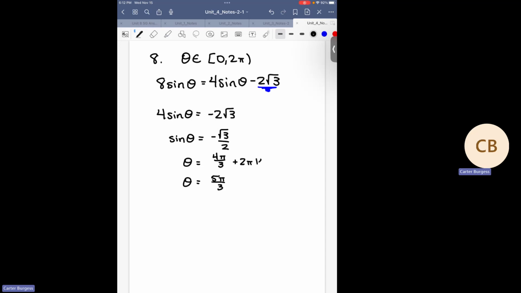Technically, yes, we would have this plus 2 pi k, which takes into account our possible coterminal angles. But because theta has to be between 0 and 2 pi, you can check this yourself. Any k value other than 0 is not going to cut it. We would not end up needing to look for coterminal angles. And so our 2 solutions: 4 pi over 3 and 5 pi over 3.